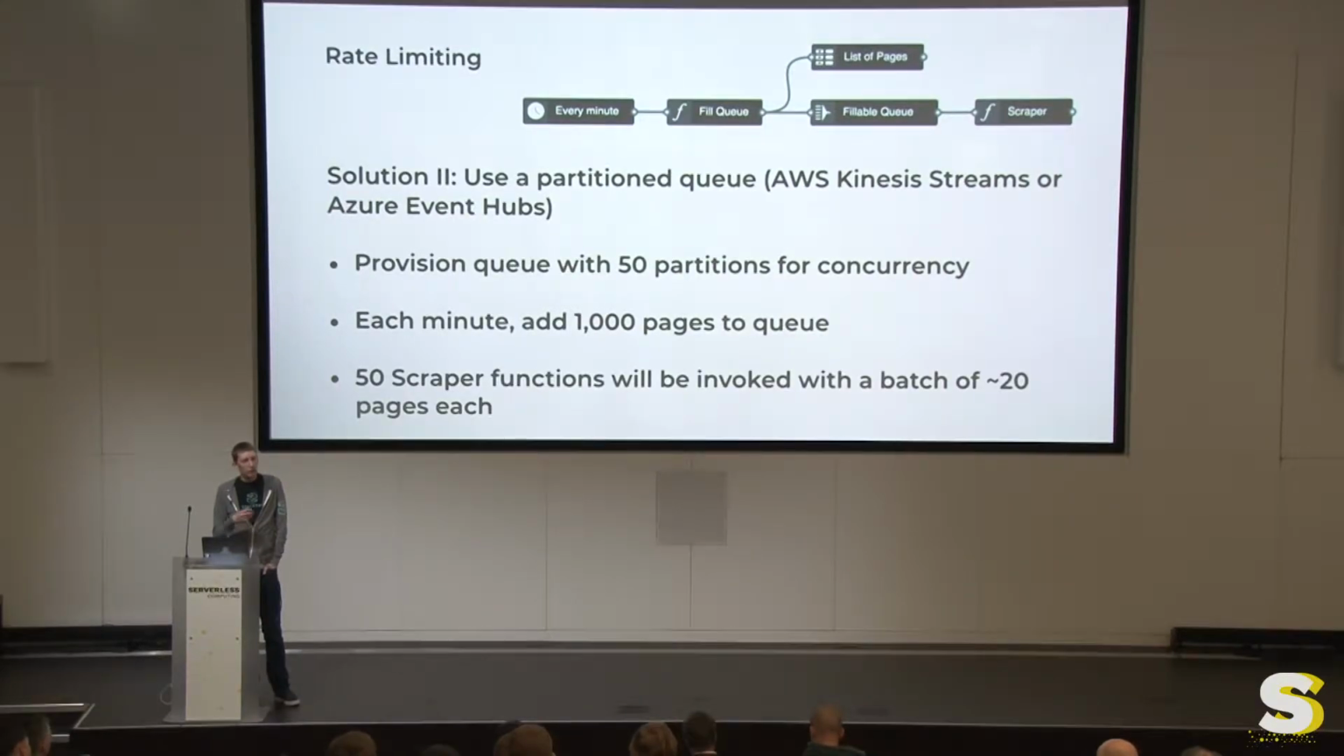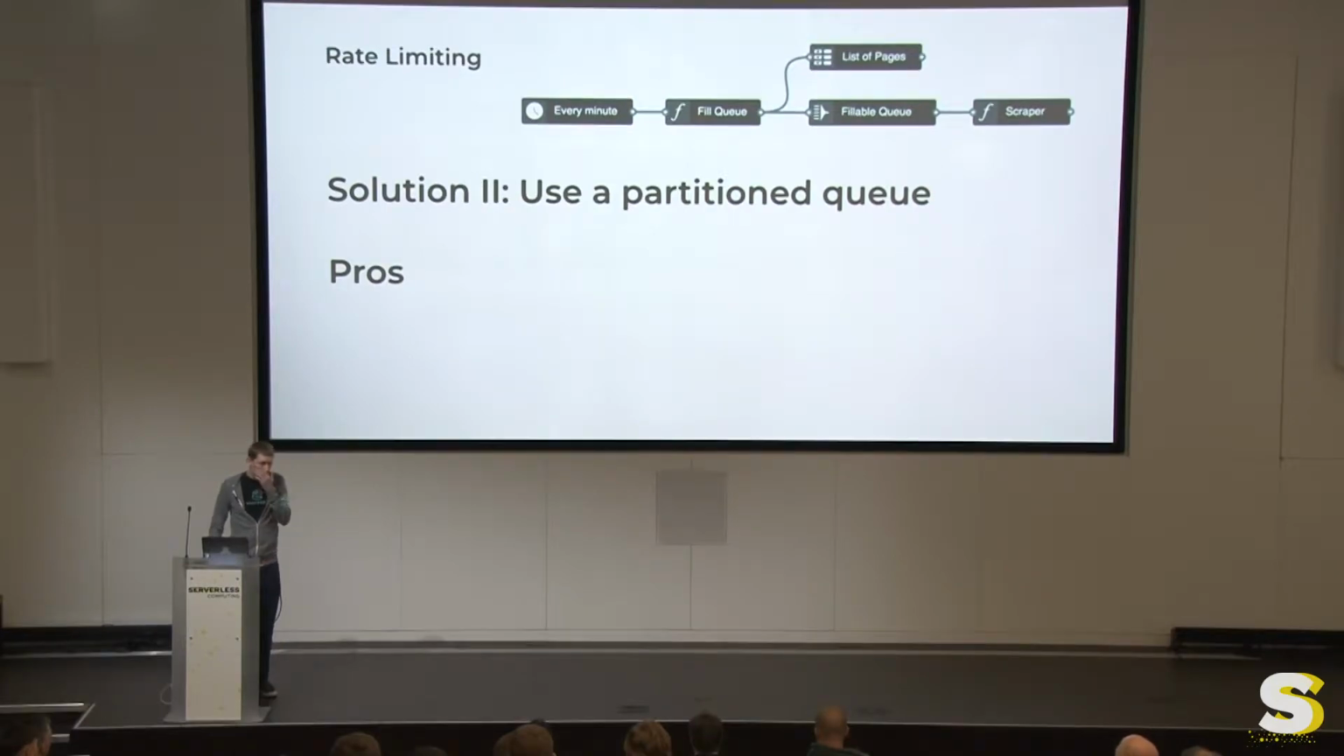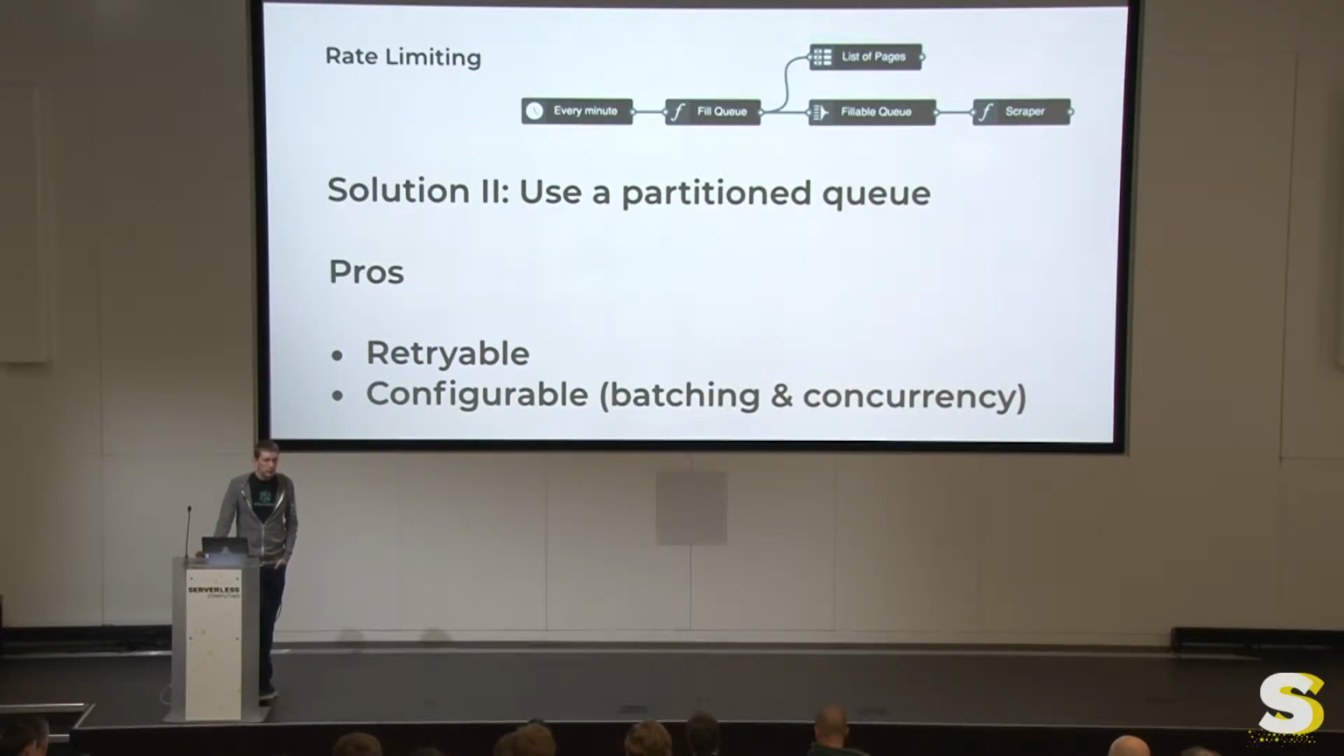And that's going to cause 50 scraper functions to be invoked with a batch on average of about 20 pages each. So on the plus side, we're adding in our ability to retry things. And it's very configurable again. We just set how many partitions of our queue that we want. And that sets both our batching and our concurrency.